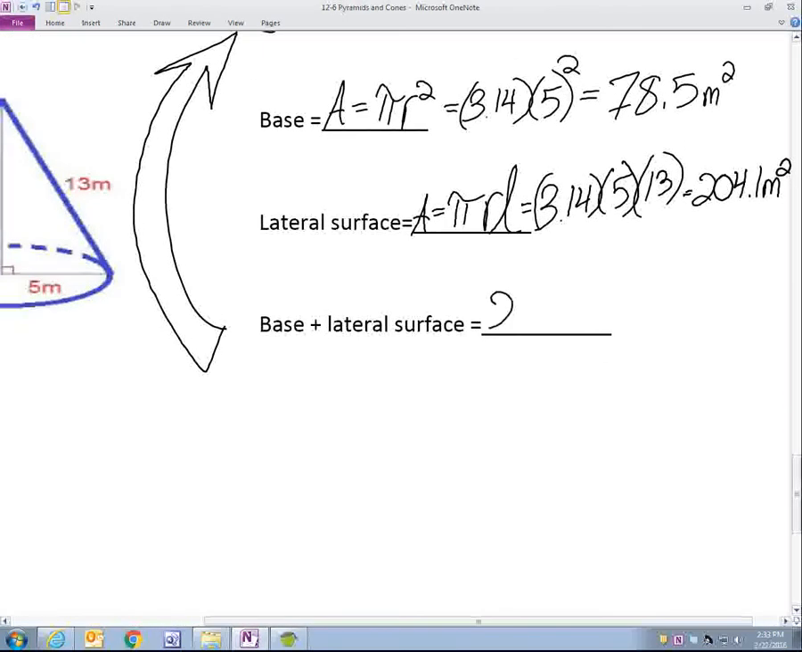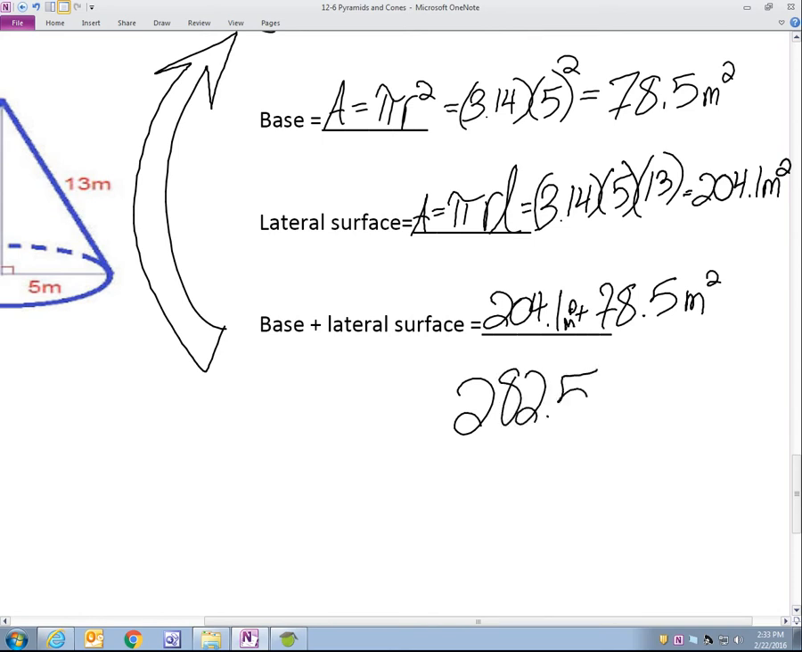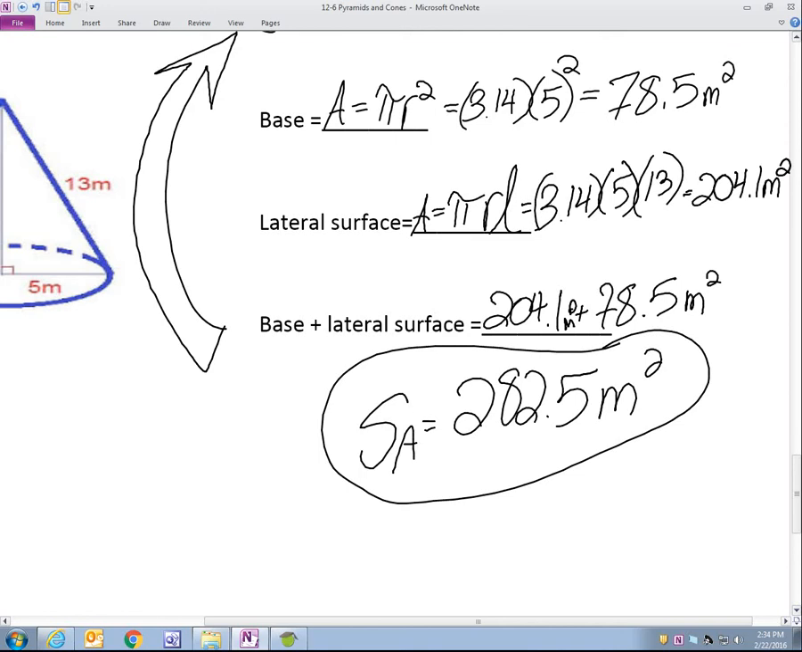So, good. Now we add those two up. 204.1 plus 78.5 meters squared. So the surface area of that cone is 282.6 meters squared. Your homework's just like those two. Okay, questions right to left.